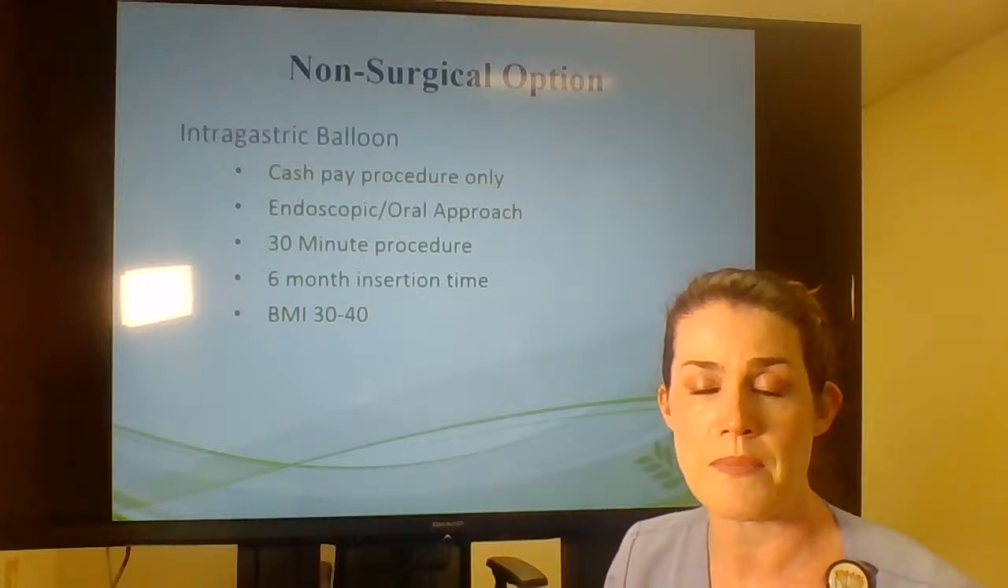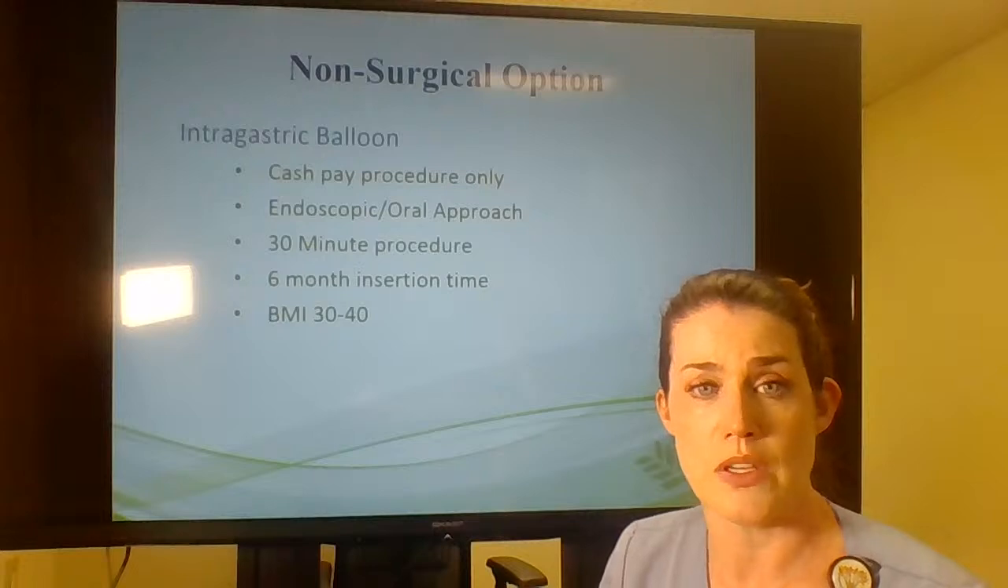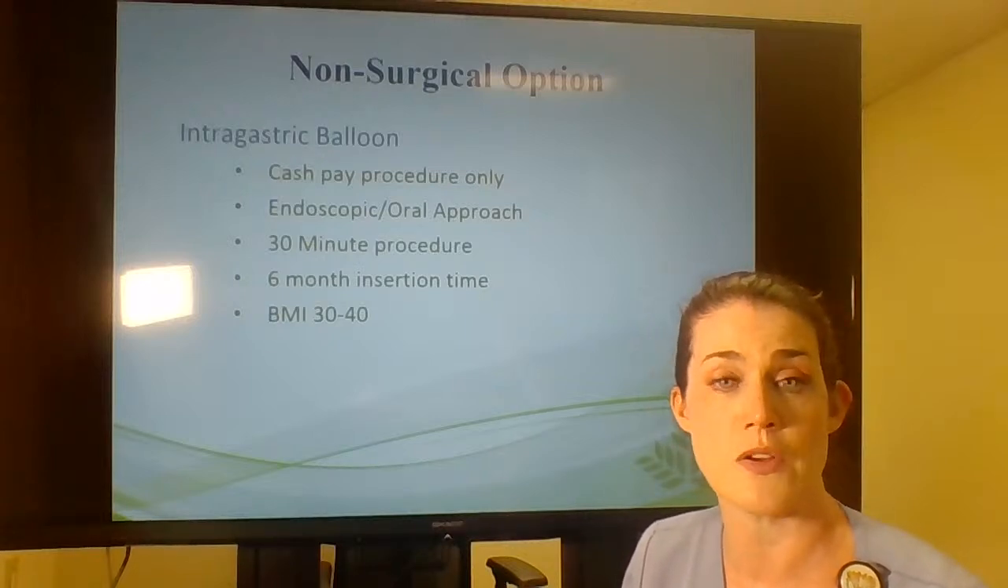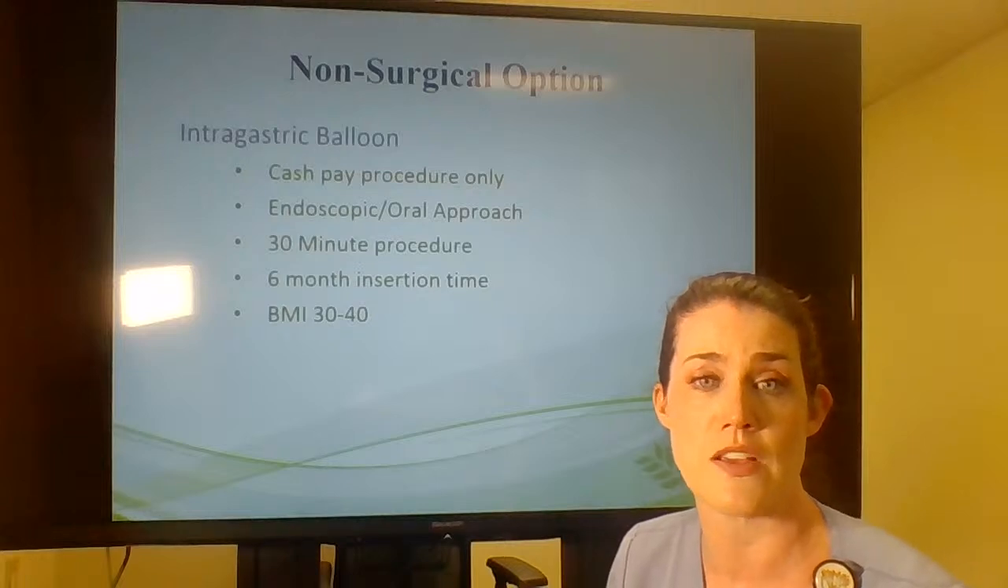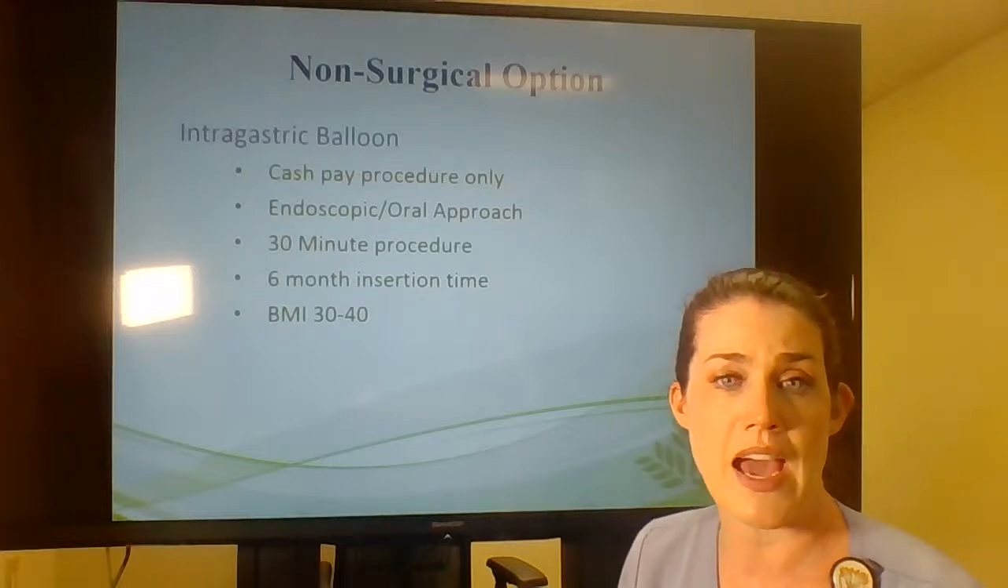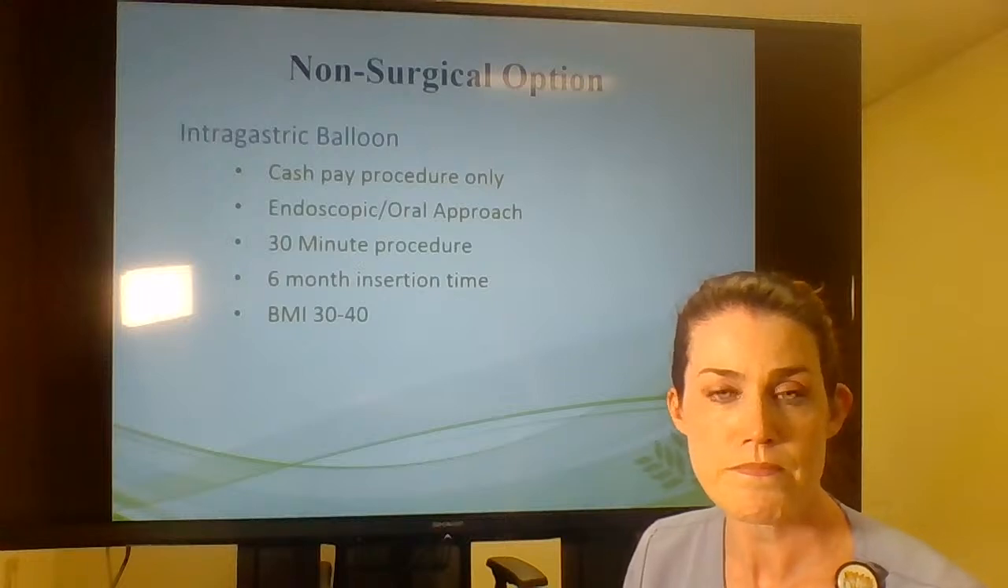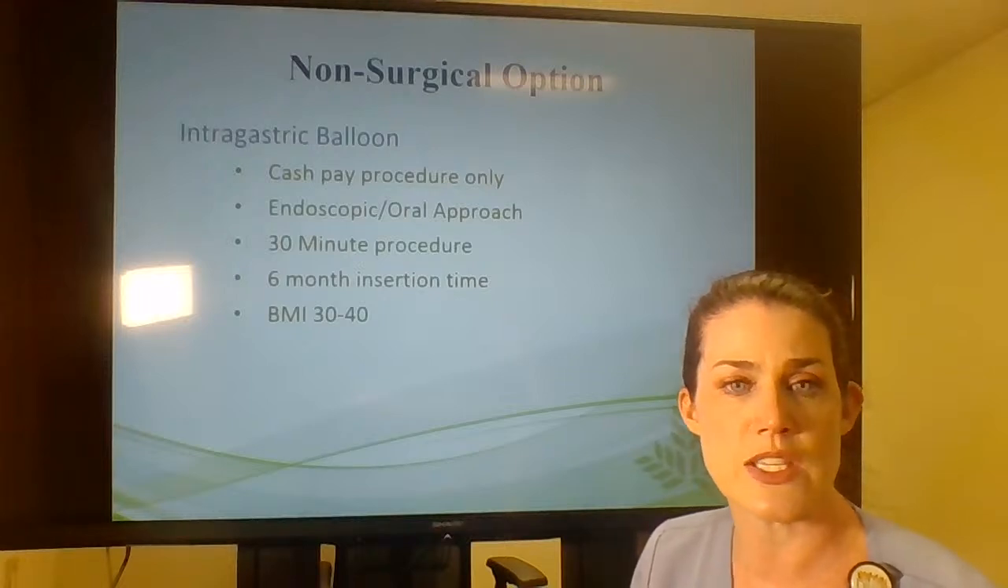Now, either of these balloons are only intended and approved by the FDA to stay in for 6 months. It is a foreign object. It does increase the risk of gastric ulcers, which means that we have to give our patients medications to protect their stomach during this time. And so it only stays in for 6 months.